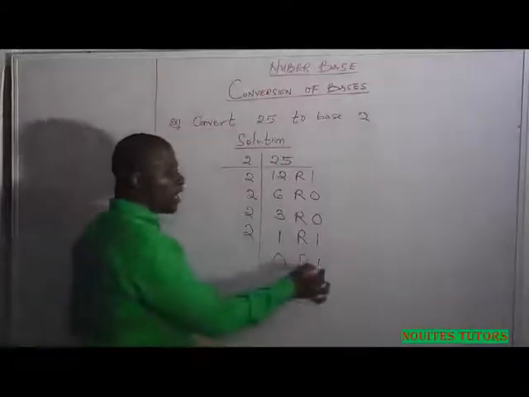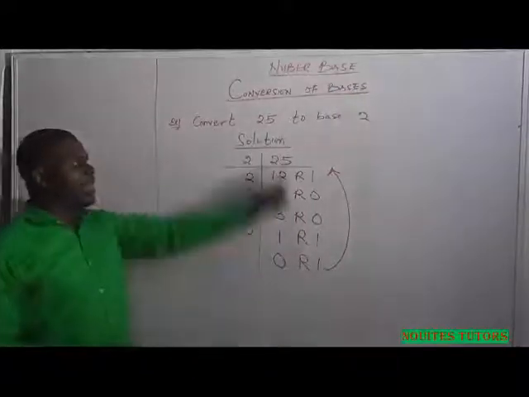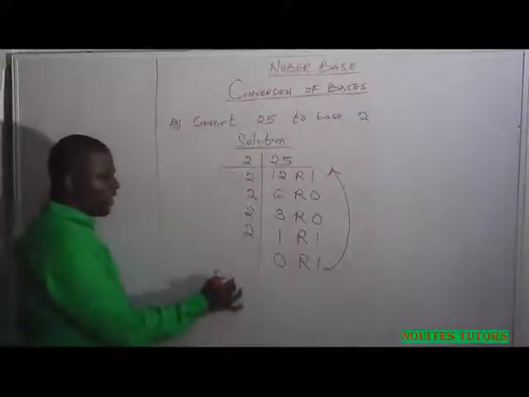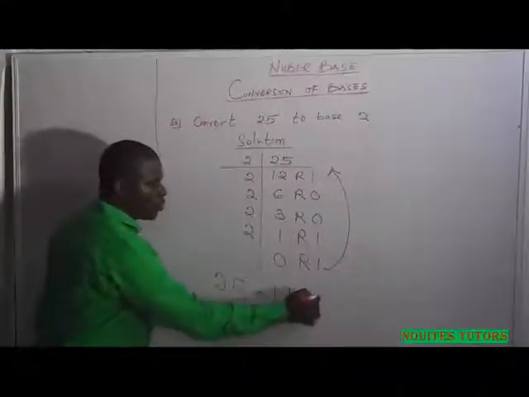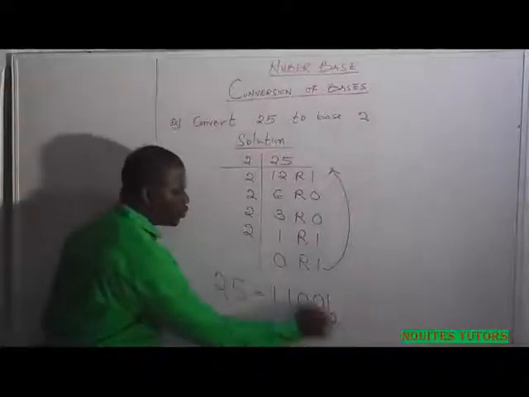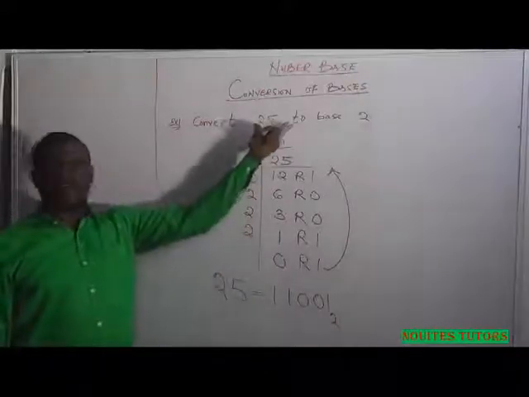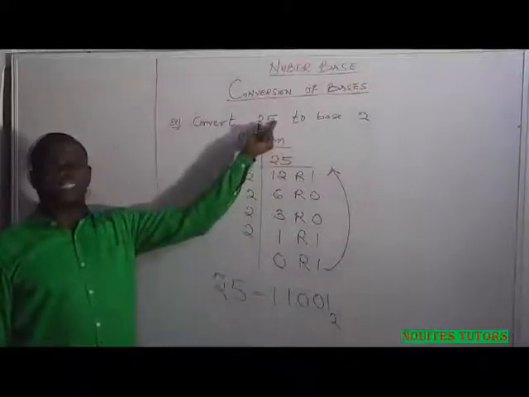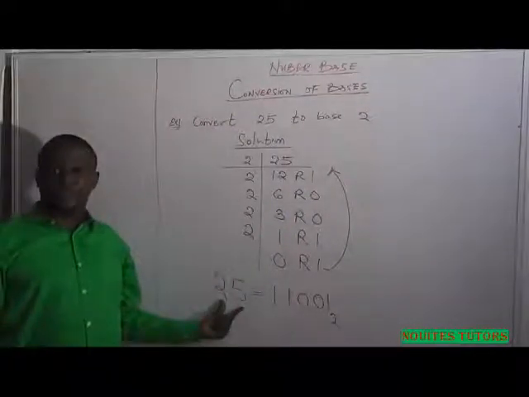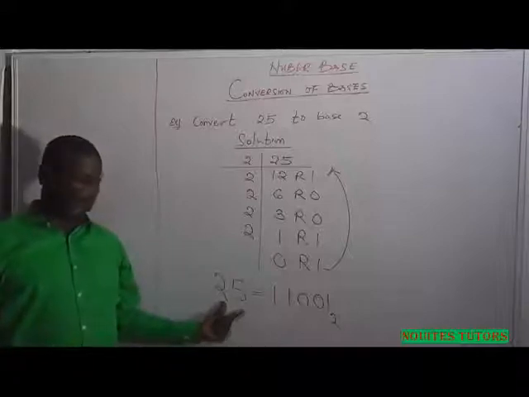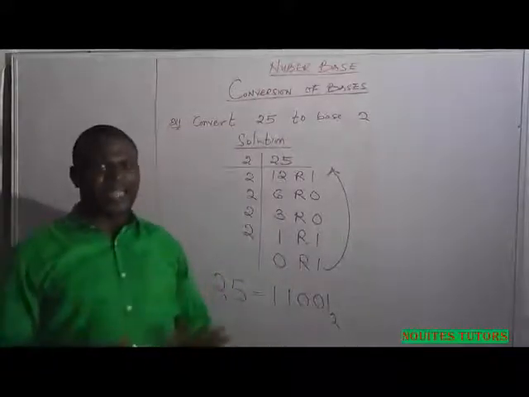So now you will pick it from down up. So if they ask you that this 25 is now 11001 in what? In base 2. Always start from down, don't forget. So by this, you have solved this question. You have converted 25 to base 2. So 25, which is in base 10, converting into base 2 now is 11001 base 2. You can see that is very straightforward.